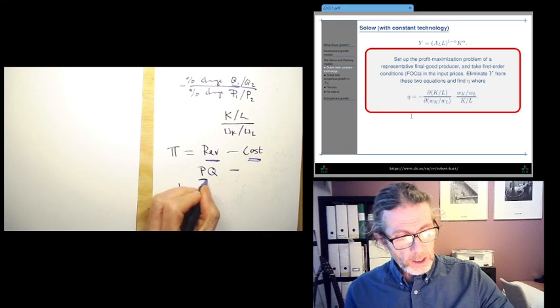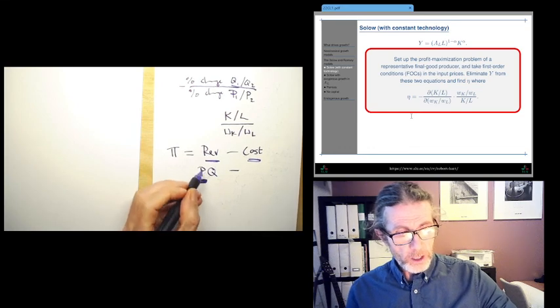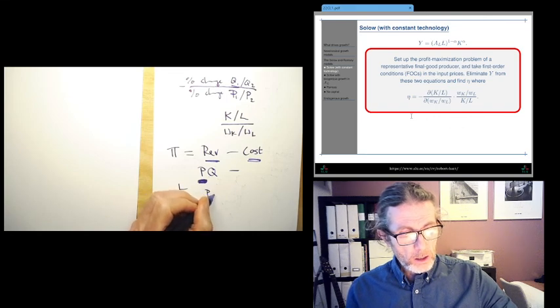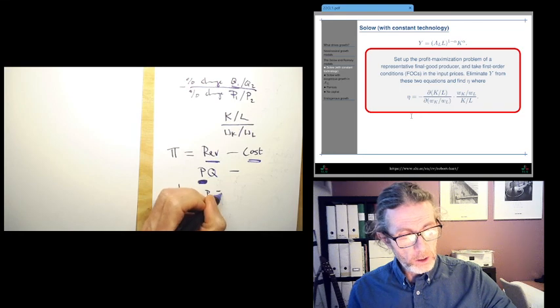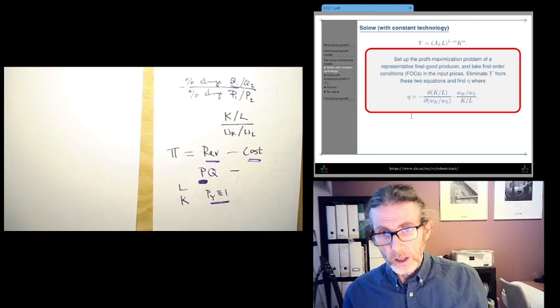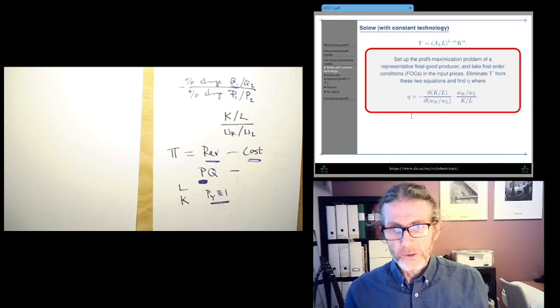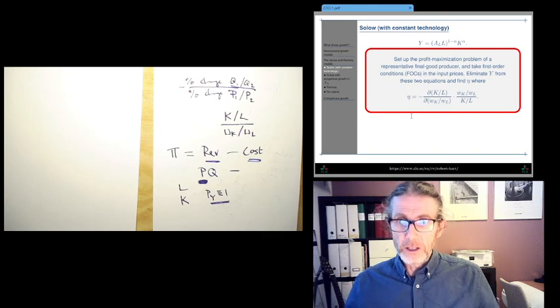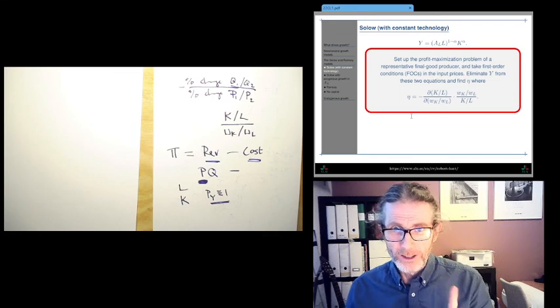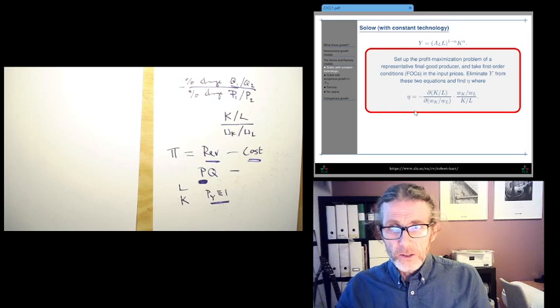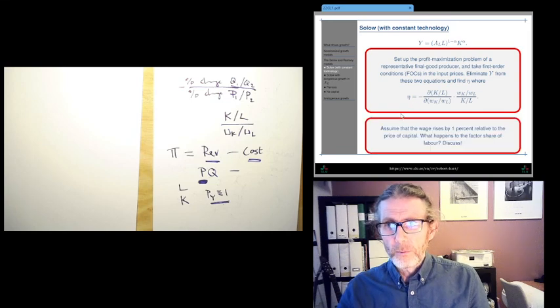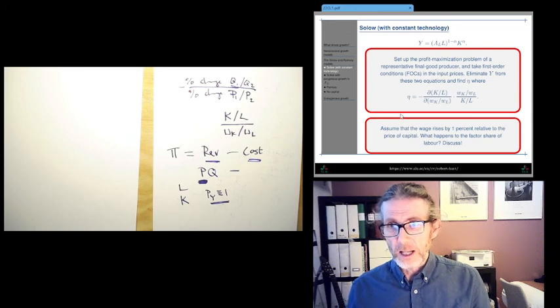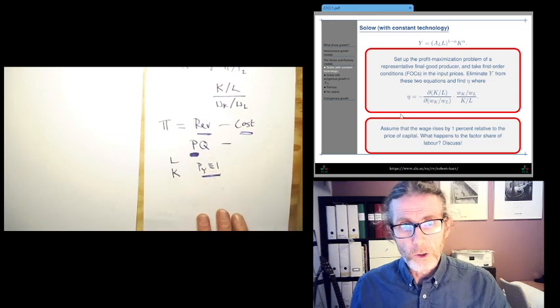And by the way, typically we set the price of the widget, here I've called this P_Y, the price of the final good, we normalize that to 1. You can always normalize one price in any economic model. You're just setting the overall price level in the economy, but you can only ever normalize one, and then that's it. So hopefully you can all do that, and then hopefully you can interpret it. Assume the wage rises by 1% relative to the price of capital. What happens to the factor share of labor? Discuss. I should just explain what the factor share of labor is.